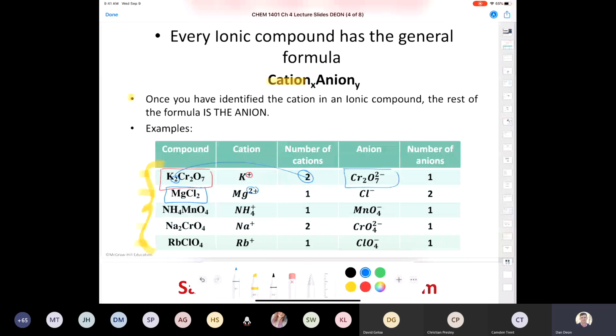And if you're like, whoa, how do I know that Cr2O7 is 2-? How do I know it's called dichromate? How do you know that? I'll give you a clue. It starts with M, ends with memorize. The only way to know polyatomic ions is to memorize them.